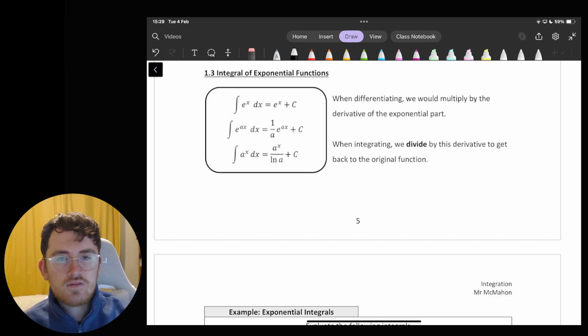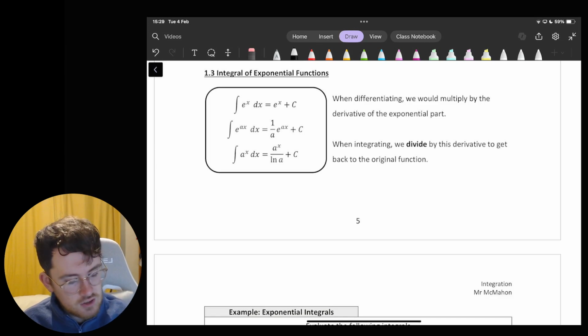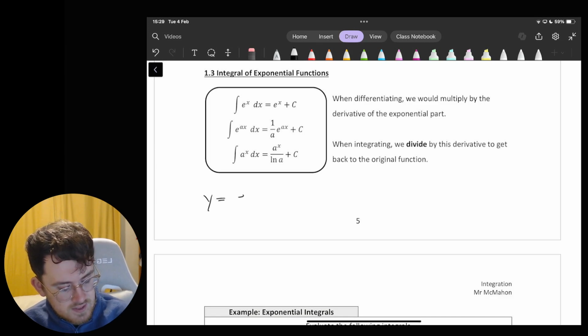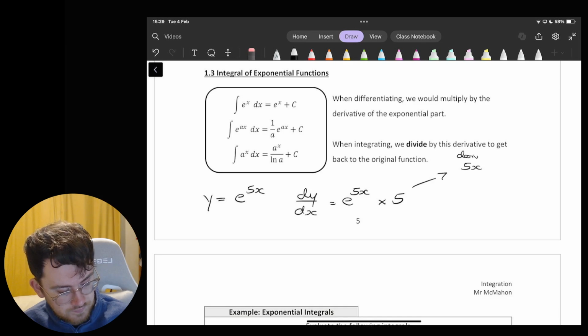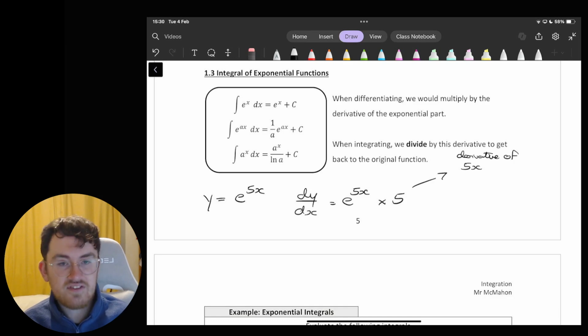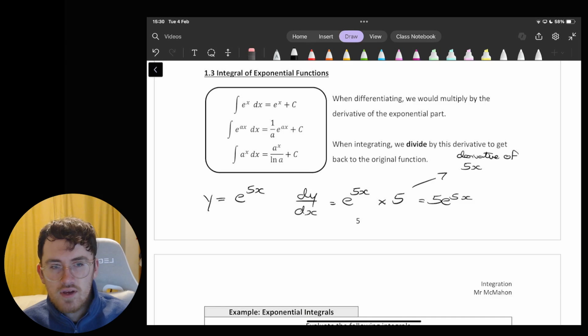So for exponential functions, for example, when we were differentiating an exponential function, let's say y equals e to the power of 5x, if I wanted to find the derivative of that function, I would have kept the exponential function as it was and multiplied by 5, which was the derivative of 5x. That's a simplified version of our chain rule to some extent. So we end up with that reduced version of 5e to the power of 5x. When we're integrating, we are going to do that rule backwards, or in reverse.